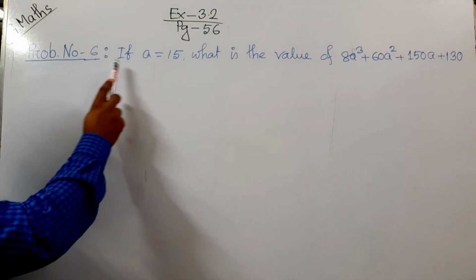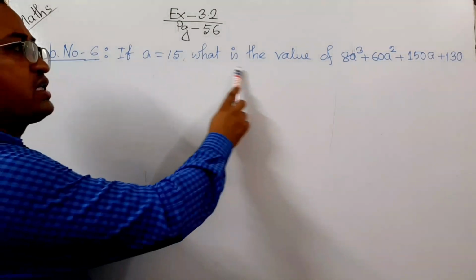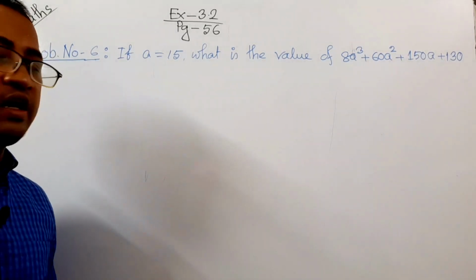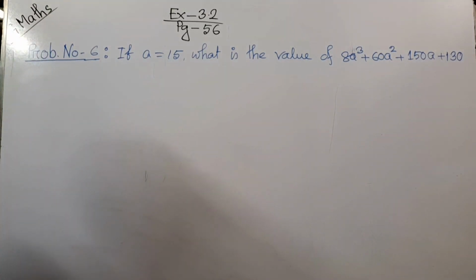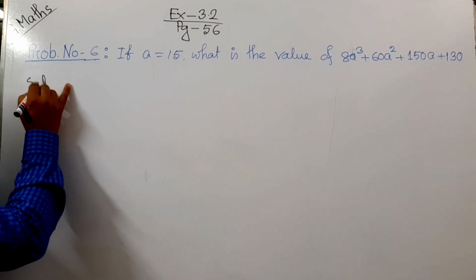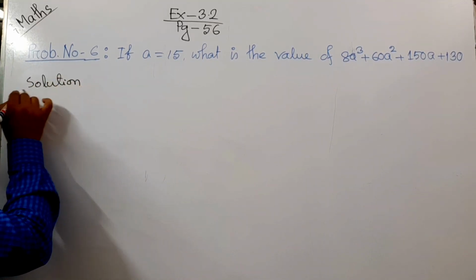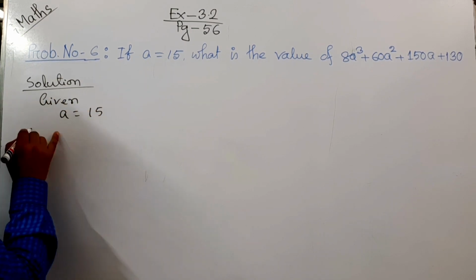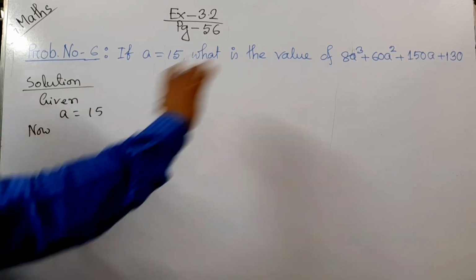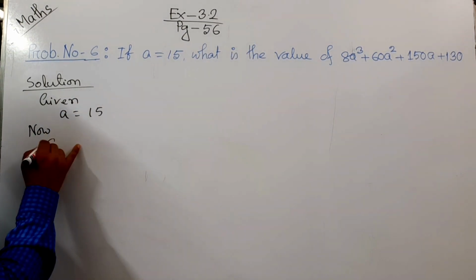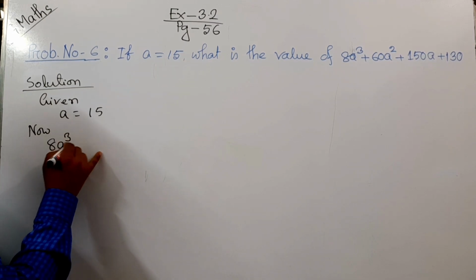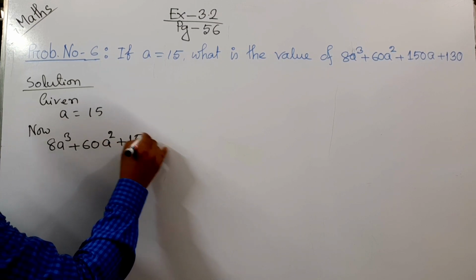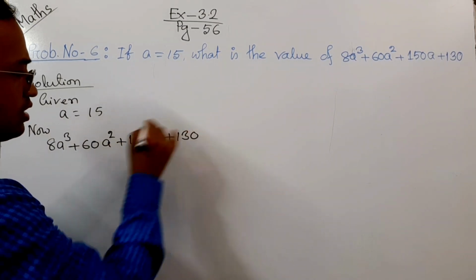Now question number 6. If a equal to 15, what is the value of 8a cube plus 60a square plus 150a plus 130? So look at the board. Given a equal to 15. Now we will write the given expression again. 8a cube plus 60a square plus 150a plus 130.